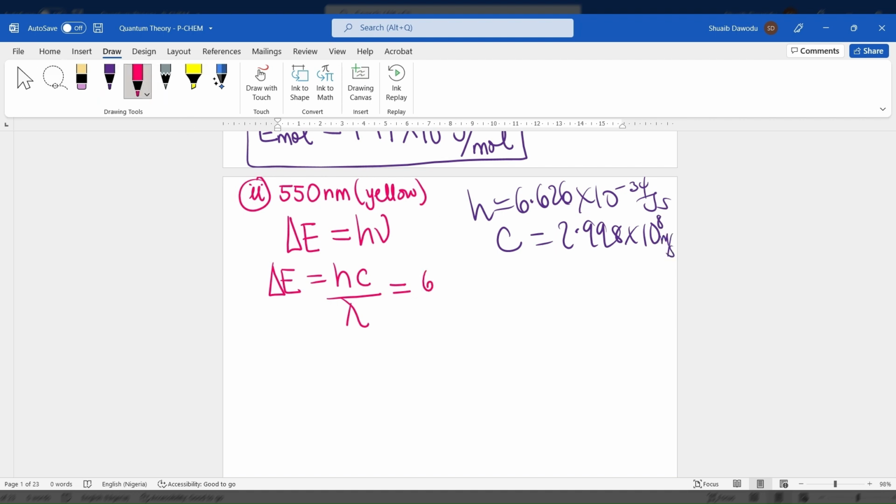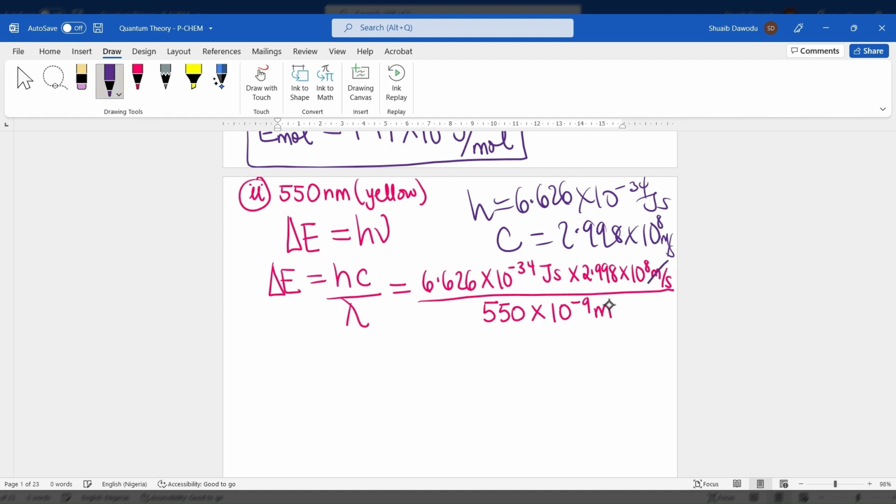So you have 6.626 times 10 to the power of negative 34 joule seconds times 2.998 times 10 to the power of 8 meter per second divided by lambda, which is 550 nanometer. So 550 times 10 to the power of negative 9 meters. So cancel out the meters and cancel out seconds. So the change in energy or energy of photon becomes 6.626 times 10 to the power of negative 34 times 2.998 times 10 to the power of 8 divided by 550 times 10 to the power of negative 9.